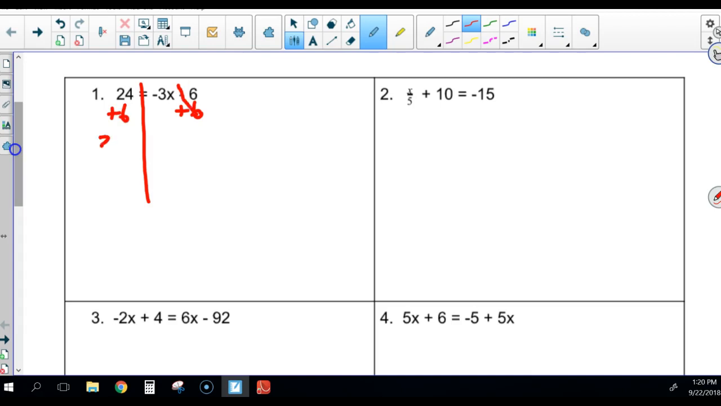That gives me 30 equals -3x. This -3 is multiplied to x, so I'm going to unmultiply or divide by -3. That cancels out and leaves me with x equals -10.